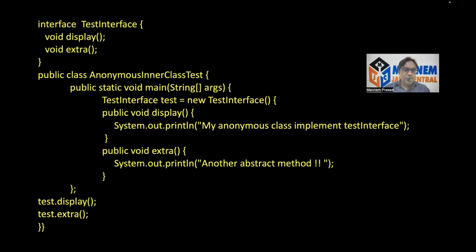So let's see here. I have taken anonymous class test. I have taken test class and I have written the main method. In the main method, I have written an anonymous inner class of this test interface. And in this anonymous inner class, I have provided implementation to two methods, display and extra method. And you have to call these two methods by using the reference variable of the anonymous inner class. So let's quickly implement this code in an IDE.